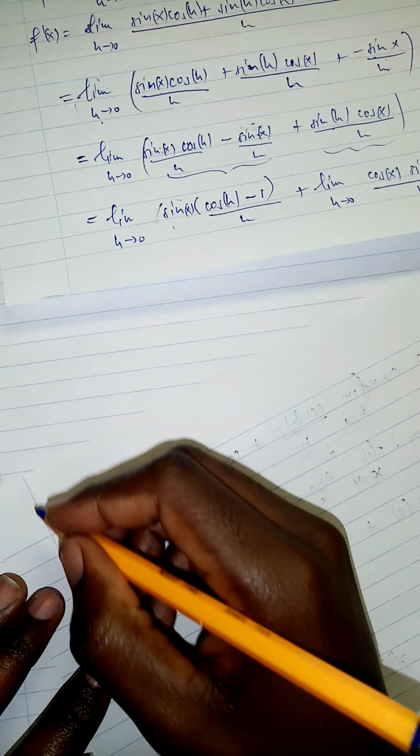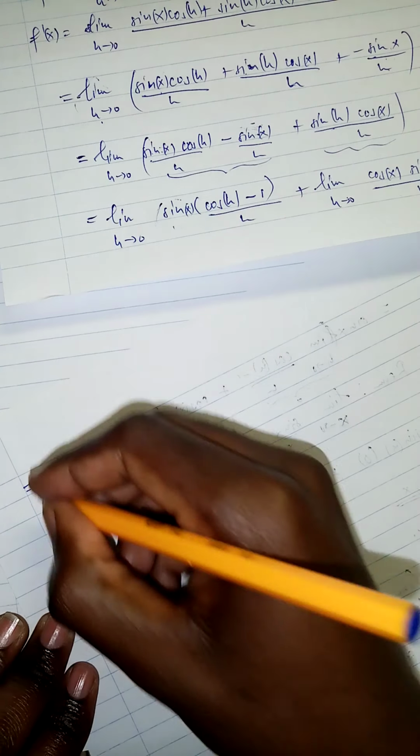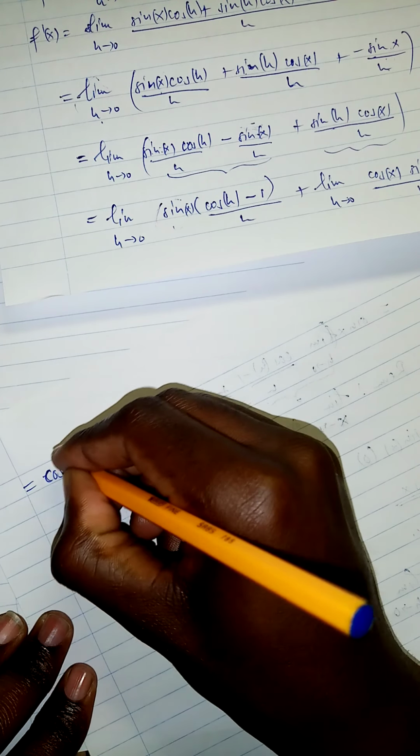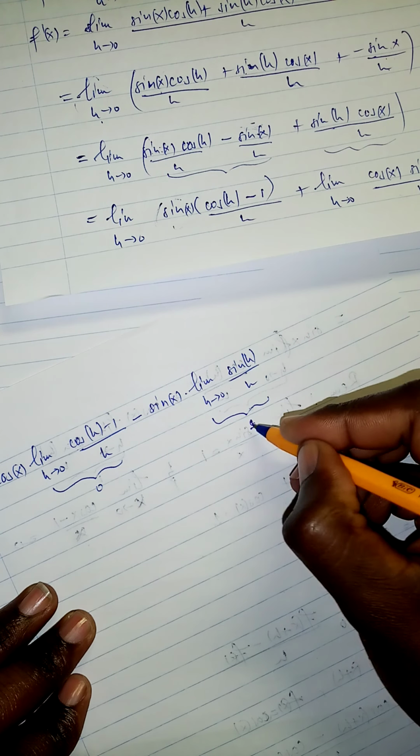So we're going to have cos x times lim of (cos h minus 1) over h. Remember, it is going to 0. And then we have minus sin x times lim as h goes to 0 of sin h over h. By those identities, we know that this is a 0 and this is a 1, right?